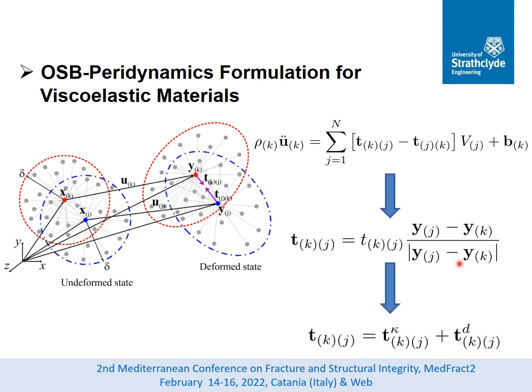We can also decompose the force density vector into dilatational and distortional parts. T kappa represents the dilatational part of the force density vector, and Td represents the distortional part of the force density vector.